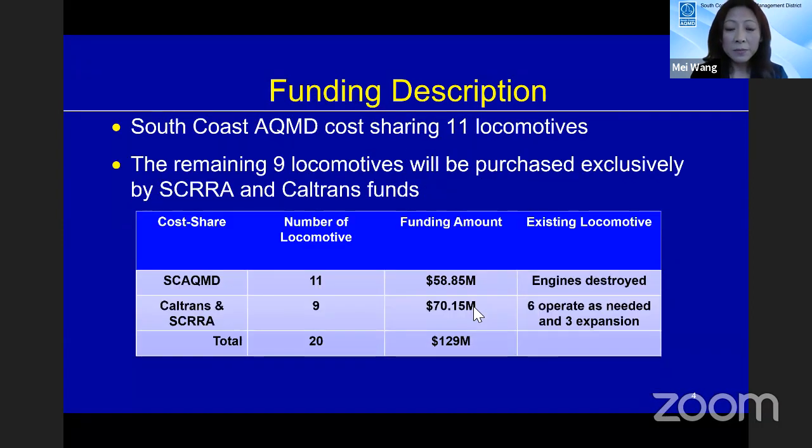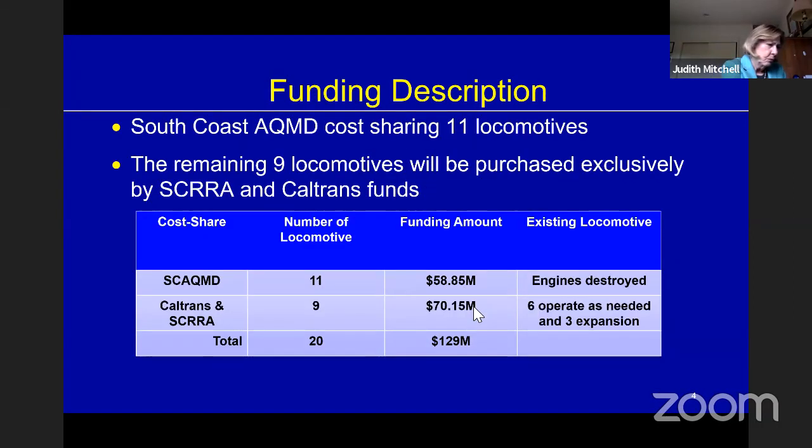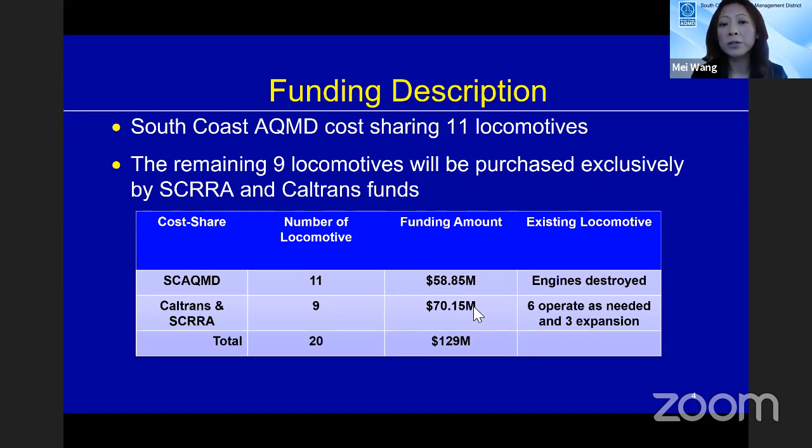Next slide, please. So the project is to deploy 20 locomotives, but our cost share is only going to the 11 replacements. Metrolink and Caltrain will purchase exclusively with their own fund 9 locomotives. And so the 11 that we replace, the old engine will be scrapped. 9 purchased by Metrolink and Caltrain. 6 will be used as contingency vehicle, which will operate on an as needed basis. The 3 is for the expansion, so there's no replacement component to that 3.